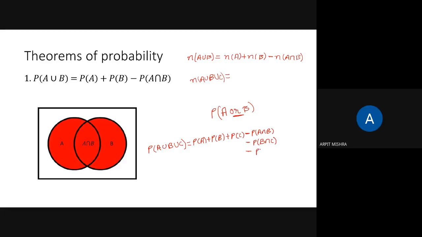Minus probability of A intersection C, and we need to add one more portion, that is P of A intersection B intersection C. Is it? Yes, sir, that should be the formula for the union of three events.